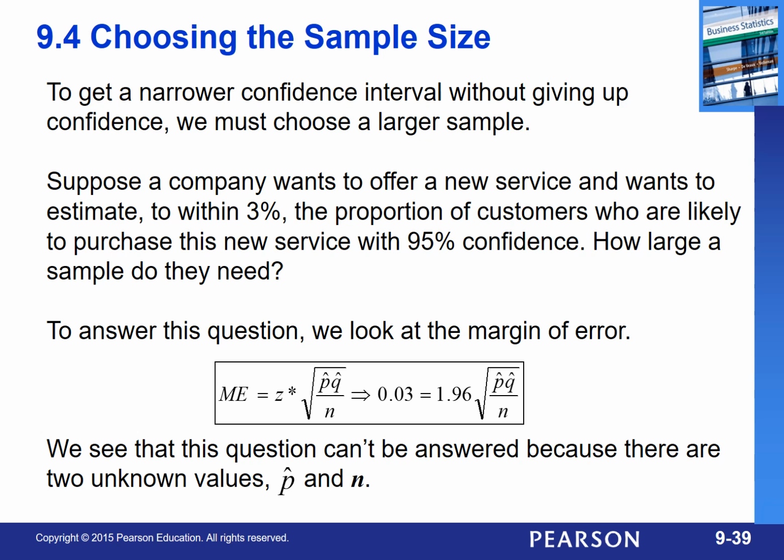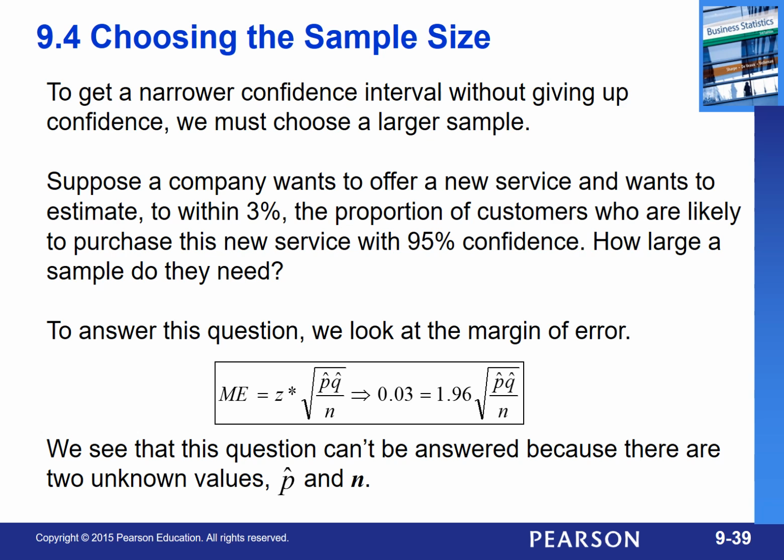So you look at this and you're like, I can't touch z because that's my confidence level. I can't touch p or q because I can't change my sample. That's cheating. What I can change is my sample size. I can mess with n. So let's suppose our company wanted to offer a new service and wants to estimate, within 3%, the proportion of customers who are likely to purchase this new service with 95% confidence. How large a sample do they need to be able to do this?